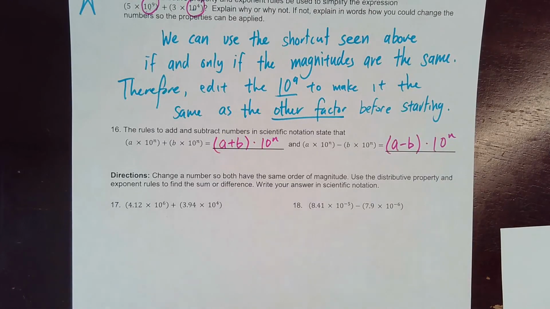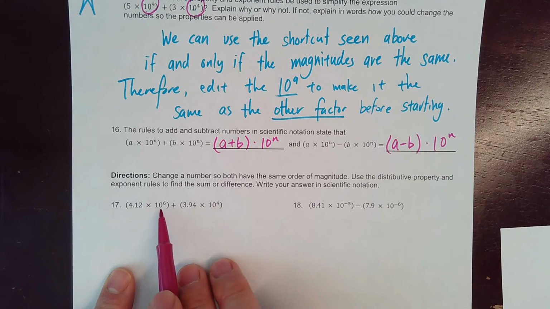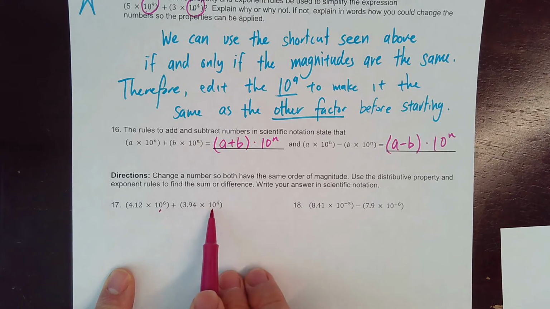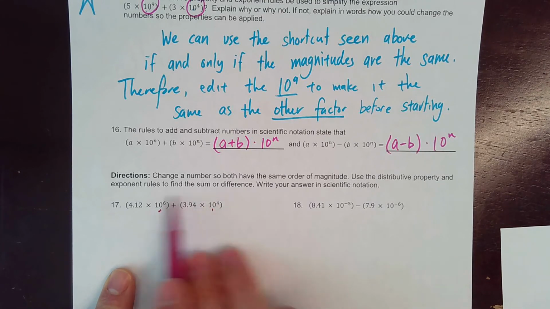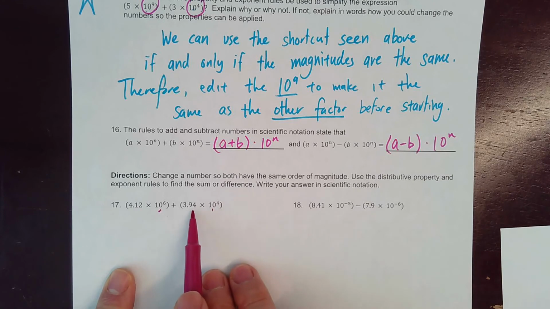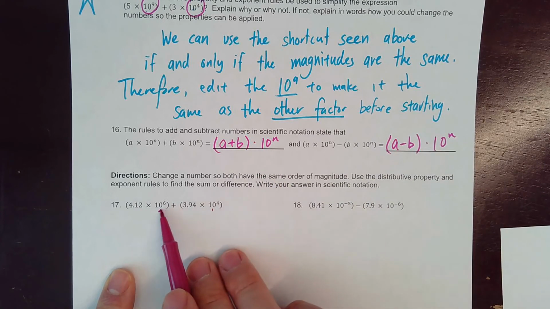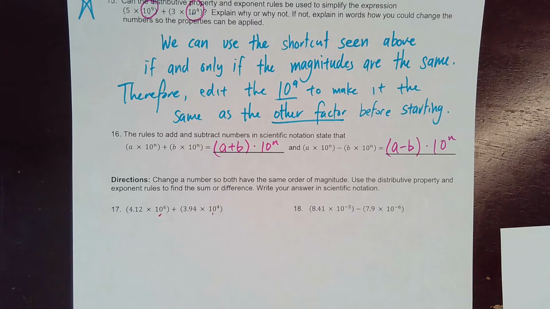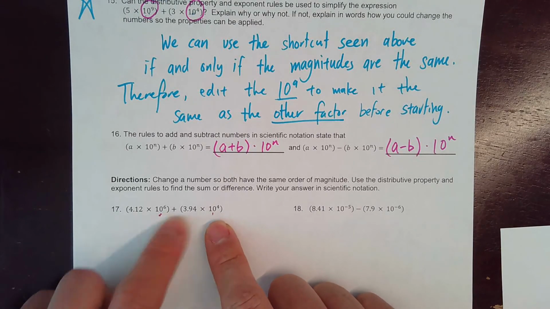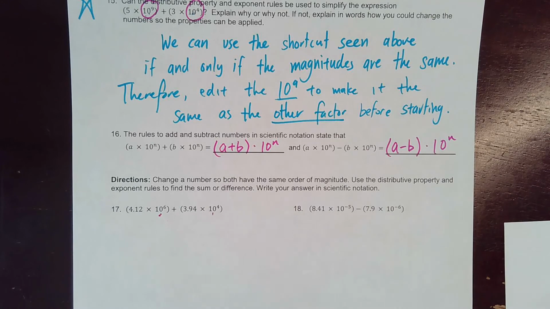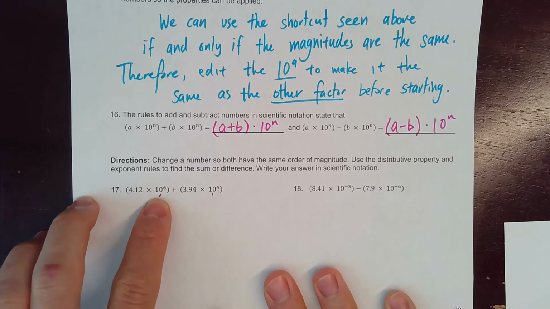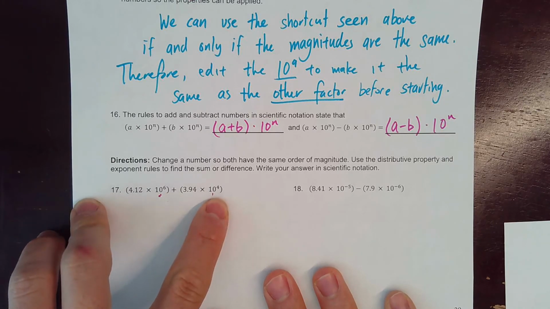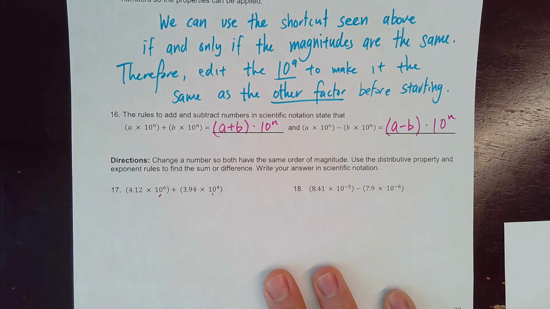Okay, so take a look at 17. Again, if they both had the same magnitude, we would be able to just immediately say, oh, 4.12 plus 3.94, add them, and then multiply by 10 to the 6. However, they don't have the same magnitude this time. This is a tricky question. The key question is, how do I make 10 to the 6 turn to 10 to the 4th? Think about that, class. How do I make the 10 to the 6 turn to a lower exponent amount of 10 to the 4th?